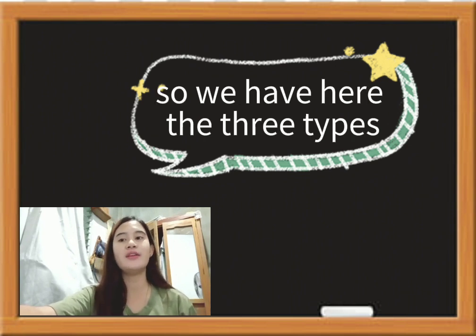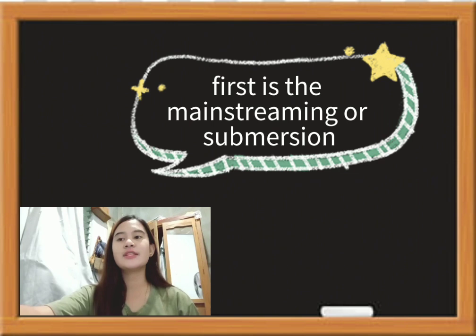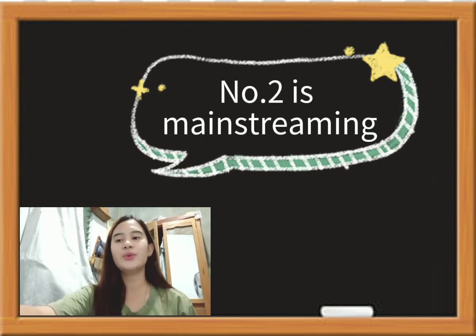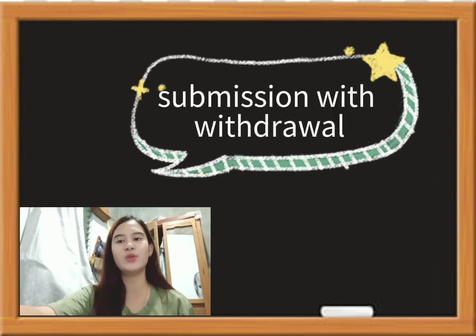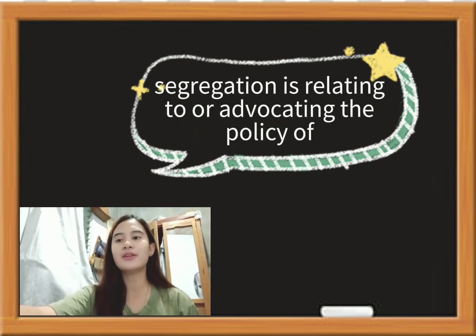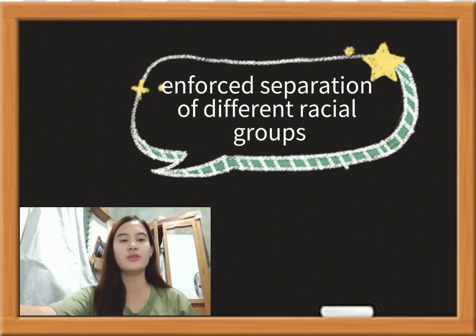So we have here the three types. First is mainstreaming or submersion, also known as structured immersion. Number two is mainstreaming submersion with withdrawal classes, also known as sheltered English. And number three, segregationist, relating to or advocating the policy of enforced separation of different racial groups.